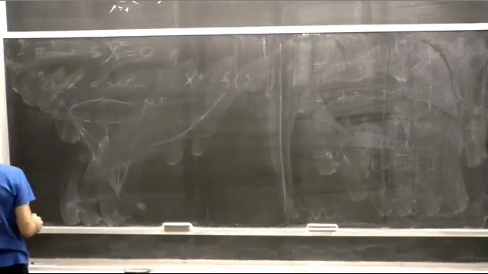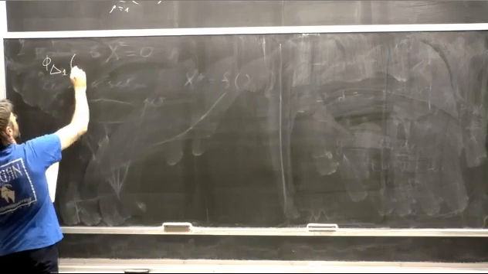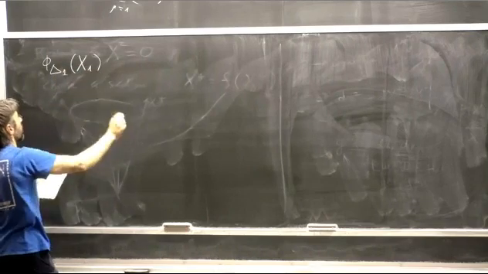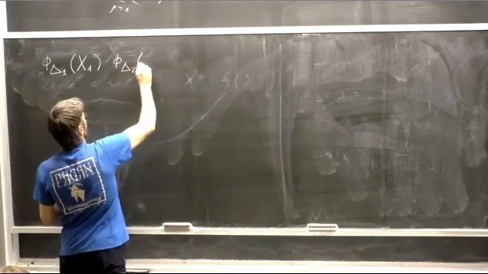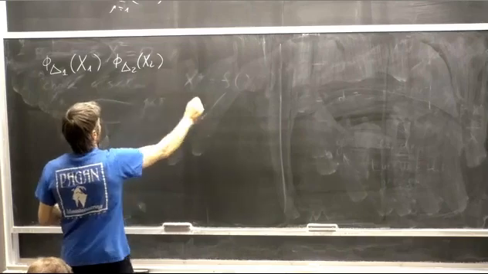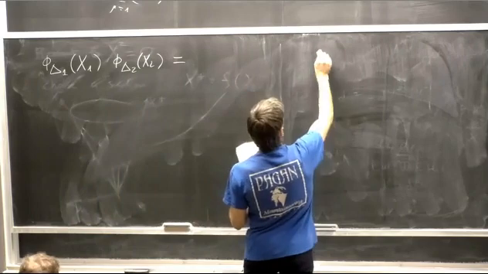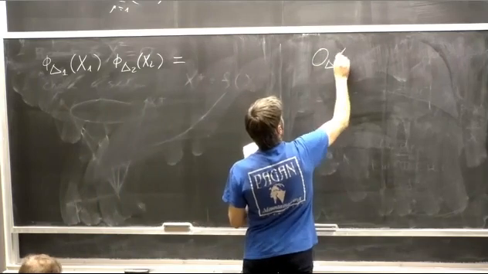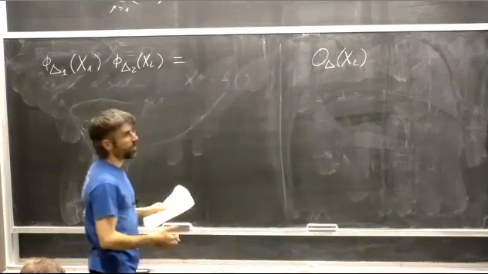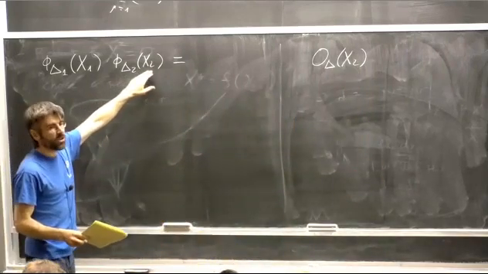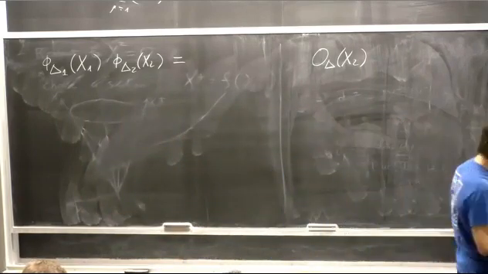Well, let me try to do it. So I'm looking for an expression of the form. I have two fields which live on the cone, phi delta 1 of x1, phi delta 2 of x2, and I would like to write an OPE. For simplicity, let me assume that the field in the right-hand side of the OPE also lives at the same point as one of the two fields on the left-hand side. This is just a particular case. There's no loss of generality here.